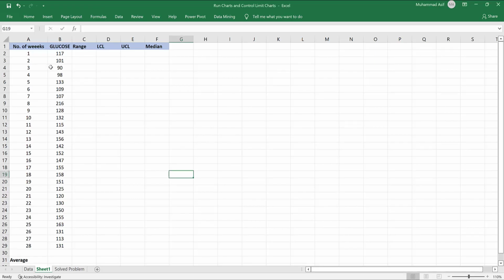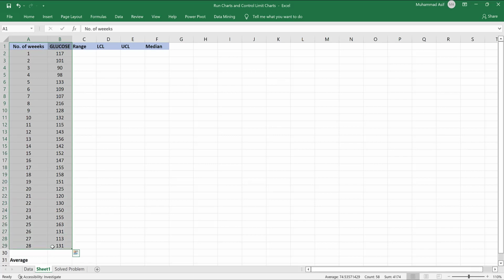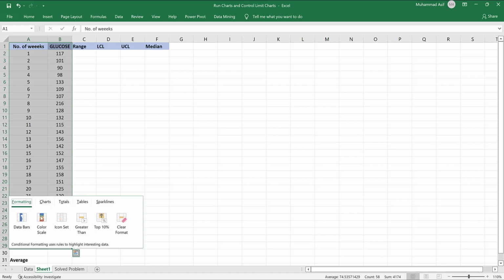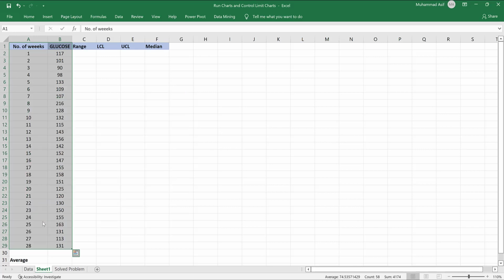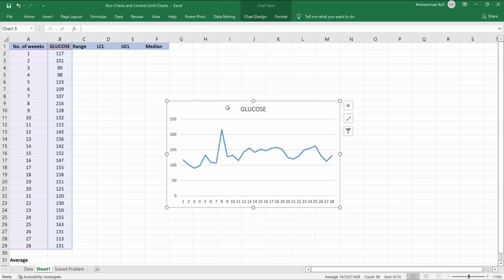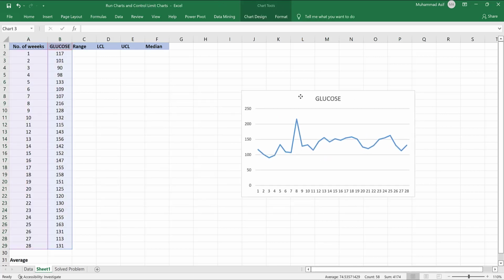Now, this is the data about the glucose level of some patient. In the first column we have the number of weeks, in the second column we have the glucose level. So the first thing we do is make a run chart, and for that I select the data and press Ctrl Q, and after that in charts click line chart, and this gives this run chart.